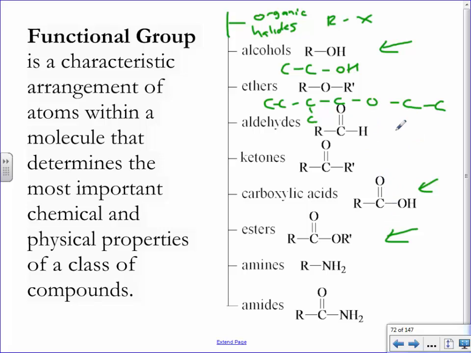So anyways, I'm going to show you all of these if that's okay. But I'll let you know which ones are being tested on. So this is probably one of the things we're going to spend a lot of time talking about here. Functional groups contribute to physical properties.